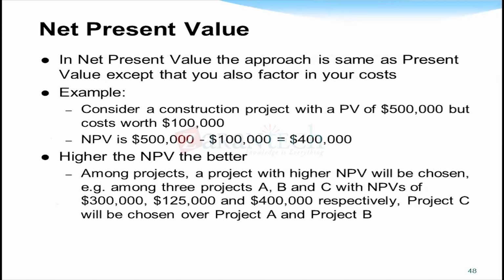What is net present value? Example, consider the construction project with present value of 5 lakhs, but cost worth only 1 lakh. Therefore, net present value is only 4 lakhs. Higher the net present value, the better the project is. Right? Therefore, project with higher net present value will be chosen first. Say, for example, among 3 projects, A, B, and C, net present value is project A, 3 lakhs, project B, 1.25 lakhs, and project C, 4 lakhs. Right? Therefore, project C will be chosen over project A.